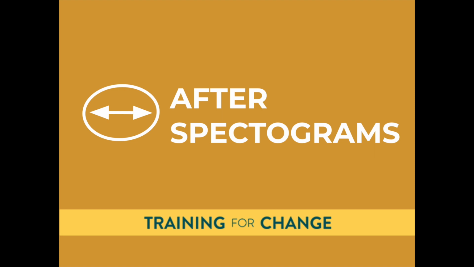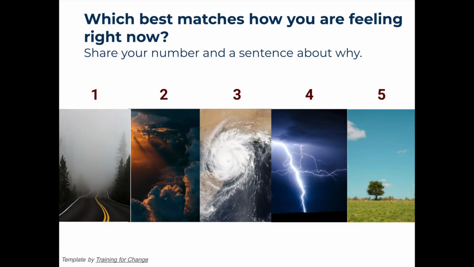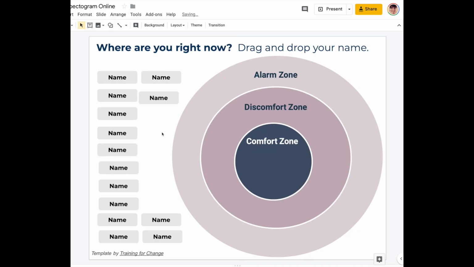You can use the same basics and variations you use for spectrograms for other activities, including things you can do online even more easily than you can in person. Here are a couple examples to get your creativity going. Instead of choosing a place on a spectrum, you can ask people to choose among numbered pictures. For example, using weather pictures to check on how people are feeling after a tough conversation. Instead of moving along a spectrum, you can have people move themselves inside another shape or diagram, like this.